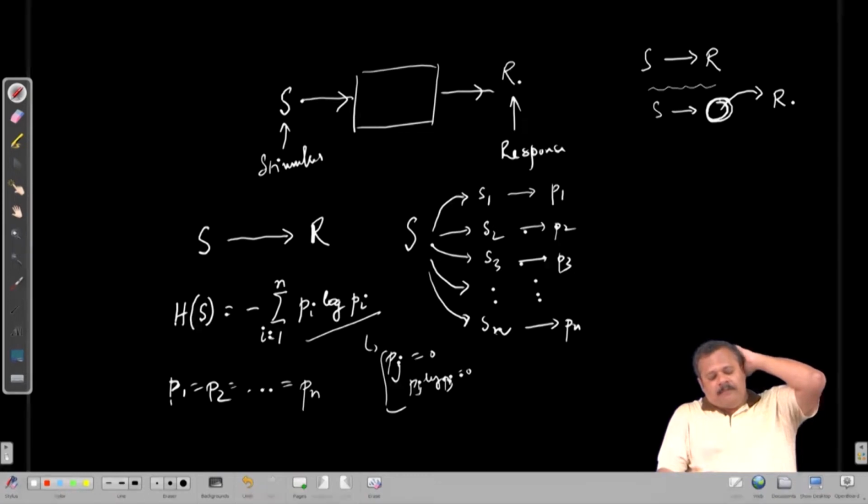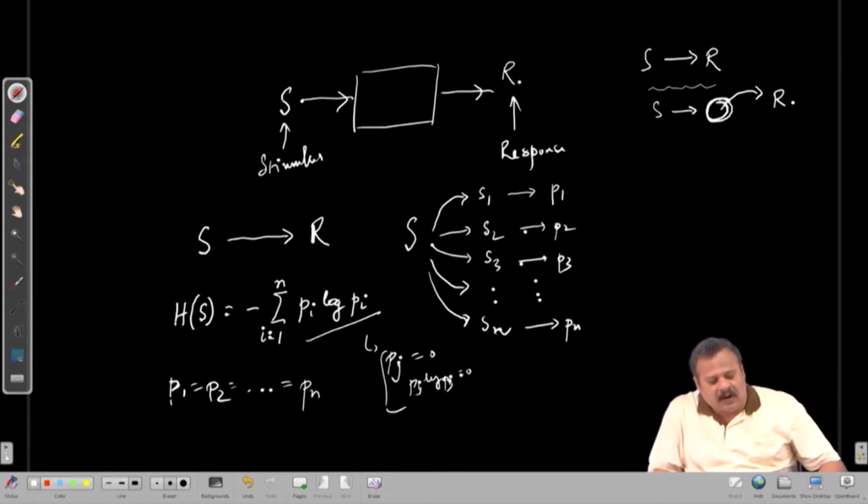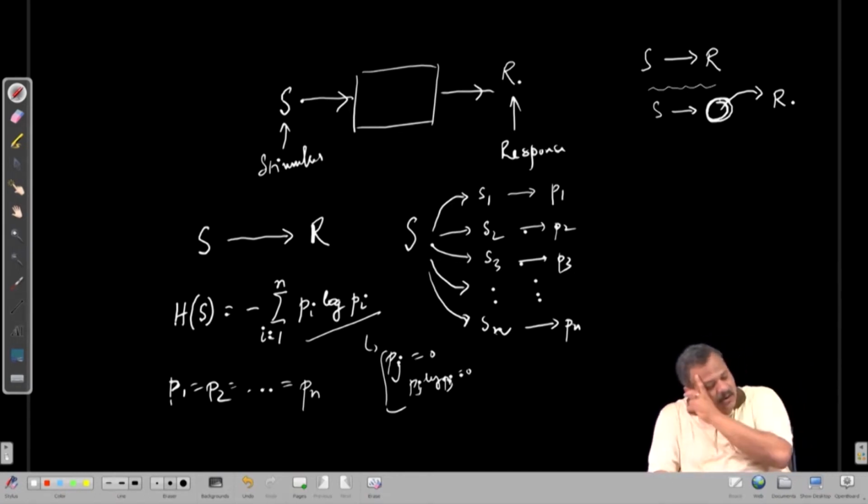So, that's sort of how we can physically think of how this measure, entropy, depicts or quantifies the amount of uncertainty associated with the stimulus S.